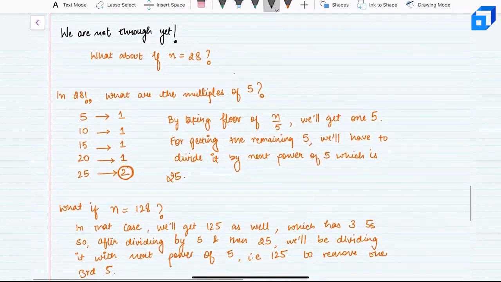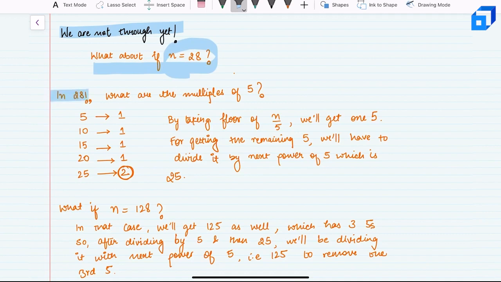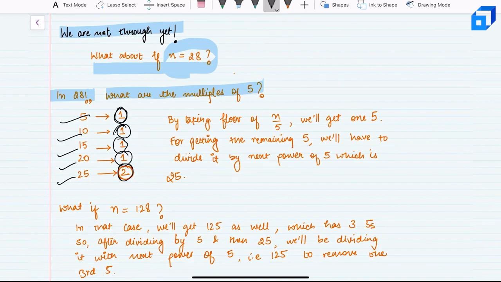But we are not through yet. Why? Because what about if n is equal to 28? What will happen in that case? So if n is equal to 28, in 28 factorial, what are the multiples of 5? So the multiples of 5 are 5 itself, then 10, 15, 20, and 25. 5 will contribute one 5, then 10 will contribute another 5, 15 another 5, 20 will also contribute one, but here 25 is going to contribute two 5s.